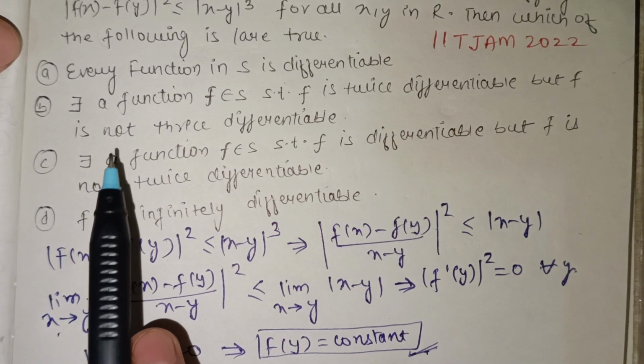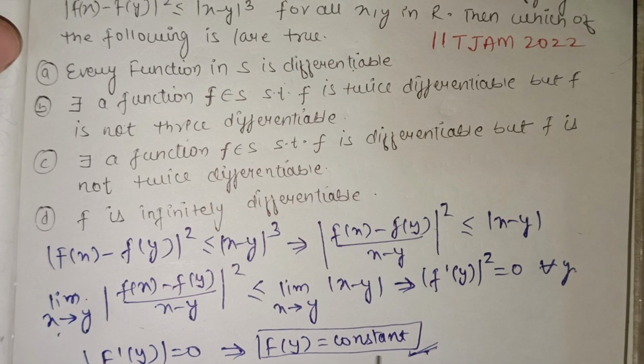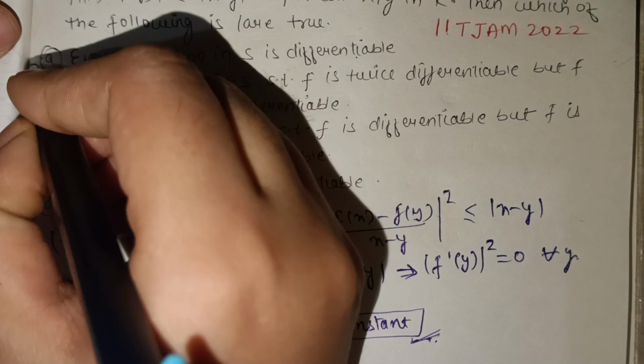So what is the first option? Every function in S is differentiable. We saw the function in S is a constant function. So every constant function is differentiable, right? So option A is correct.